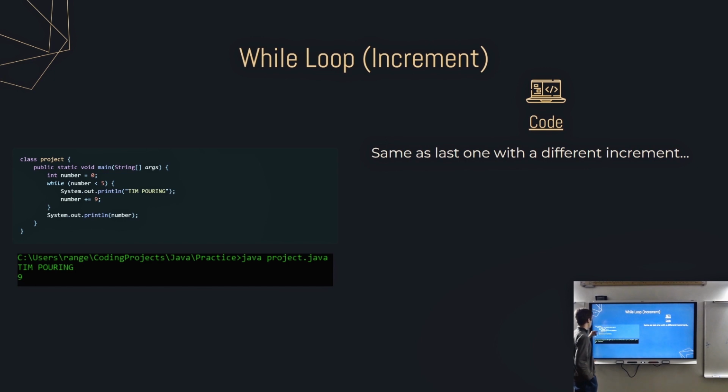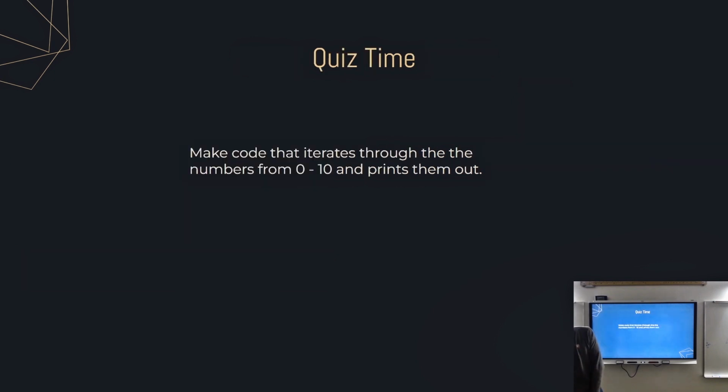As we go back through it, it's going to go back to the query. So 9 is less than 5, which is false. It's going to skip that and go straight to the next line, which is print number. In this case, it would be 9. So it's going to say "temporing 9". Once again, the code is at that code link.